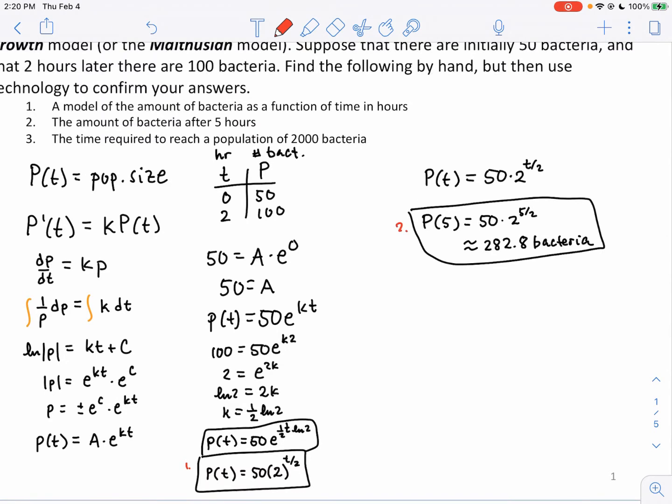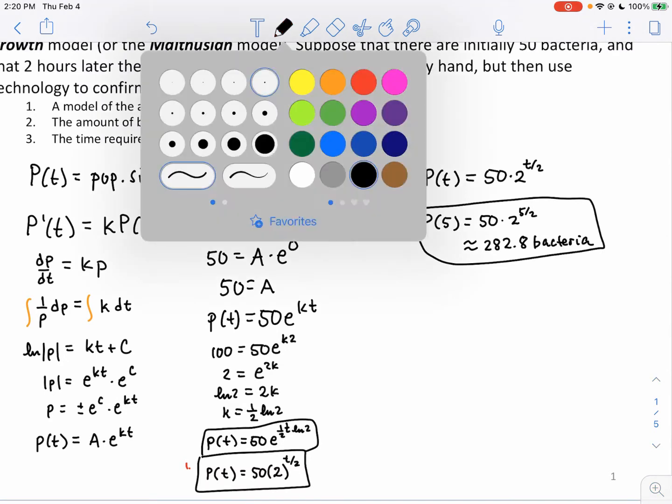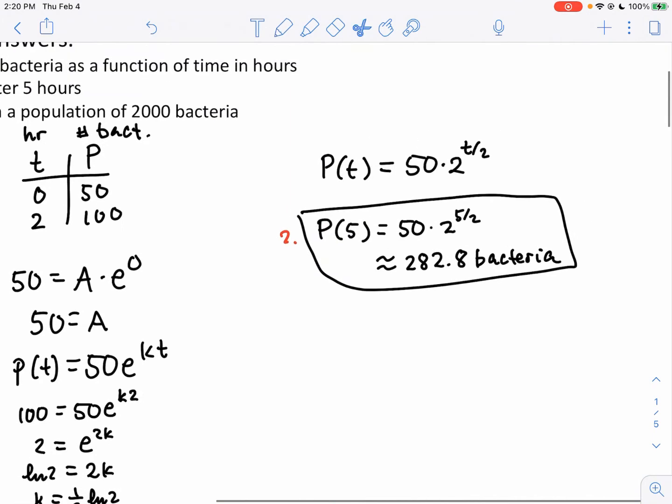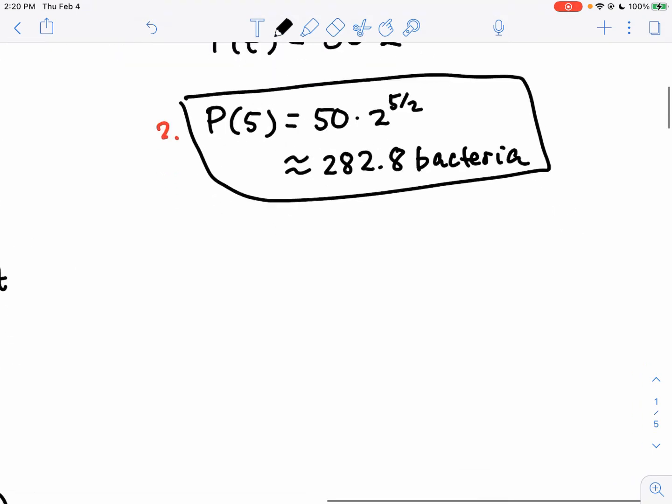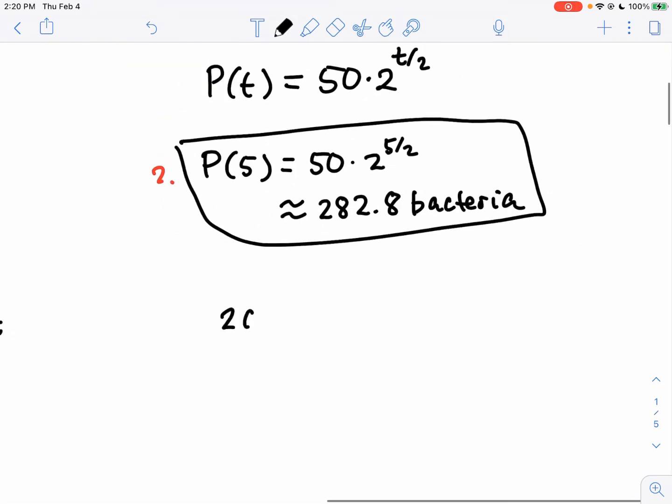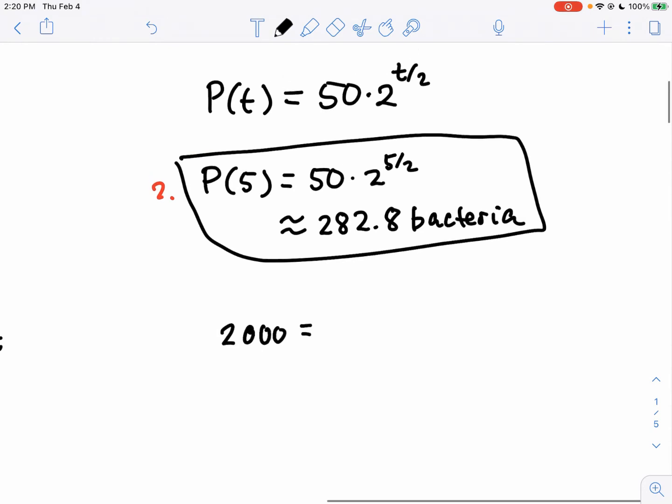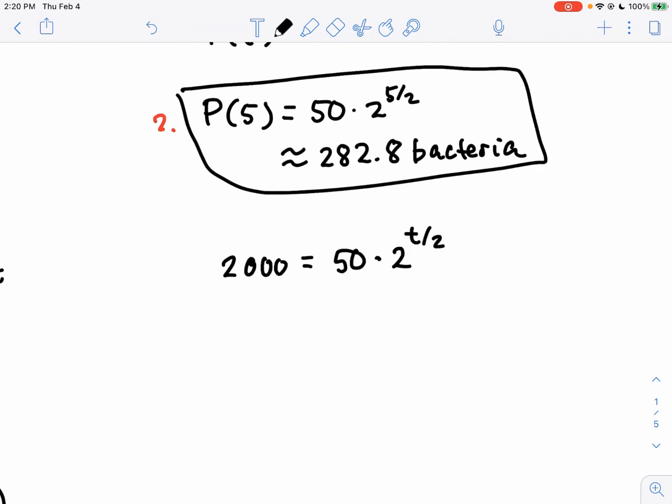And the third question, the time required to reach a population of 2,000 bacteria. Okay, so now I just have to take this same model and change this side to 2,000 and solve for t. So we have 2,000 is equal to 50 times 2 raised to the t halves. We want to solve this for t, so divide both sides by 50. 2,000 divided by 50 is the same as 200 divided by 5. 200 divided by 5 is 40. So we get 40 is equal to 2 raised to the t halves.